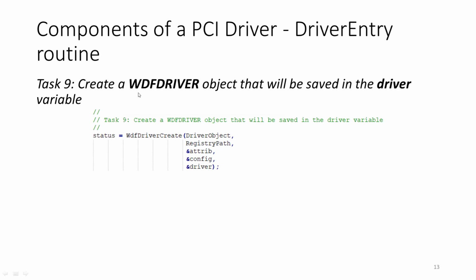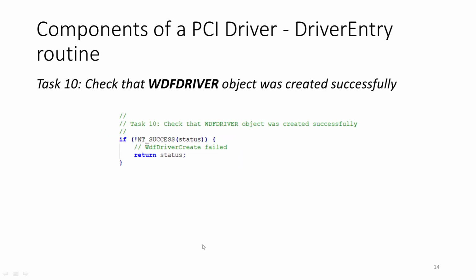Task number 9, create a WDFDRIVER object that will be saved in the driver variable. The WDFDRIVER create method creates a framework driver object for the calling driver. The method accepts multiple arguments. The last argument is the driver variable that will receive the created object. The method returns an NT status value that needs to be checked. Task number 10, check that the WDFDRIVER object was created successfully. To check that the object was successfully created, we need to use the NT status macro. The macro returns a true value if the object was created successfully, otherwise it returns a false value.